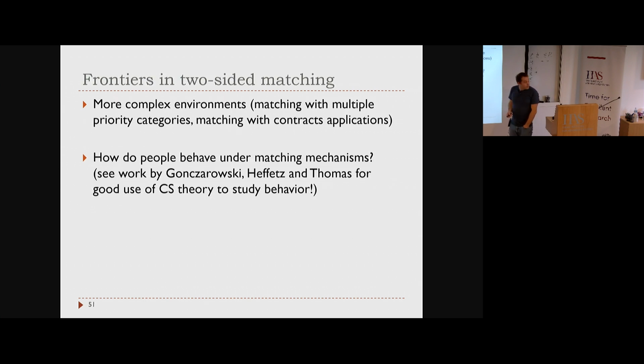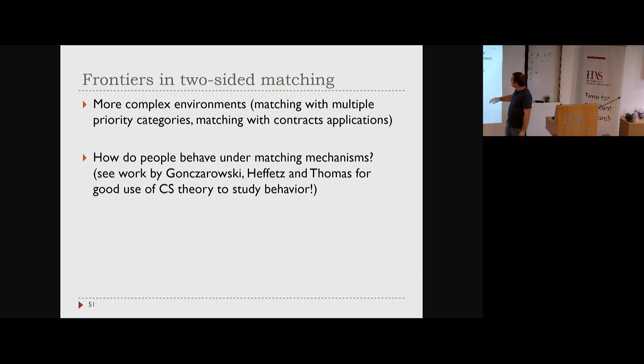Okay, some frontiers for people who want to do research in market design and two-sided matching. Some of the frontiers are about more complex environments, matching with multiple priority categories, like I mentioned before, intersectionality, but not only intersectionality, it comes up a lot. A new application is vaccine allocation that came up 2 or 3 years ago. We need to allocate vaccines, and we have different categories of people, and there is interesting work by Tayfun Sonmez, and others who are working on multiple priority categories in Indian government matching, and in Indian college admissions and others.